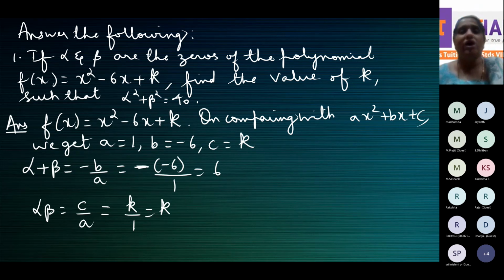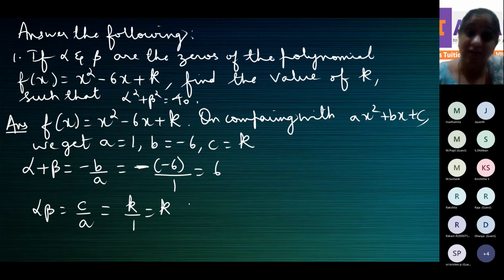Now, what is the question? We have to find the value of k. And there's another condition given to us that alpha square plus beta square is equal to 40. Now let's understand the question, children. Don't be in a hurry to work. Alpha and beta are given to be the zeros of f of x. f of x is a quadratic polynomial. Alpha and beta are the zeros. So from that, what can you find? Alpha plus beta and alpha beta using minus b by a and c by a. Reading ahead, you should find the value of k.